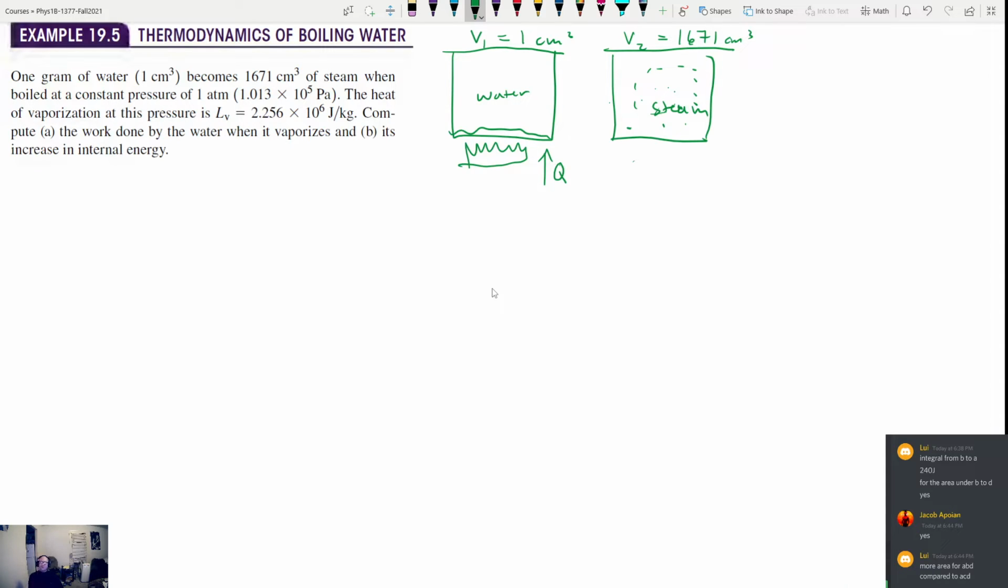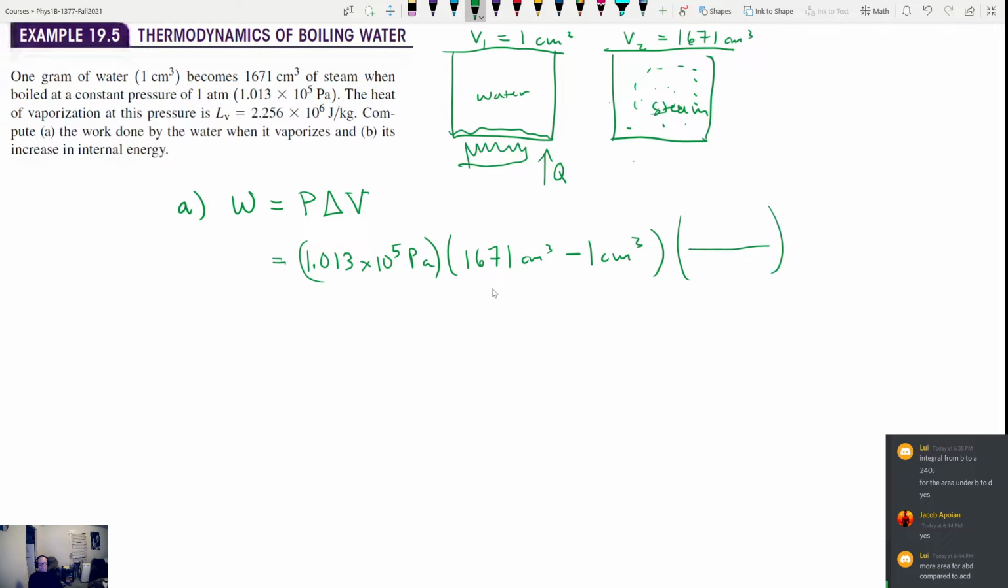Okay? So for the first part, to find the work done, we can do the pressure times the change in volume, because the pressure is constant, and we definitely see a change in volume here. So we're going to write this as atmospheric pressure, 1.013 times 10 to the 5 pascals, multiplied by the change in volume, which will be the final volume, 1671 centimeters cubed, minus 1 centimeter cubed. And then we need to multiply by a conversion factor to convert this to meters cubed. So 1 meter is 100 centimeters, and we can cube that. And this will give us our answer.